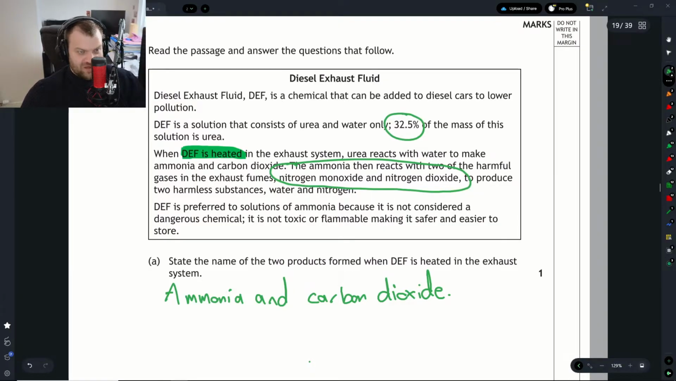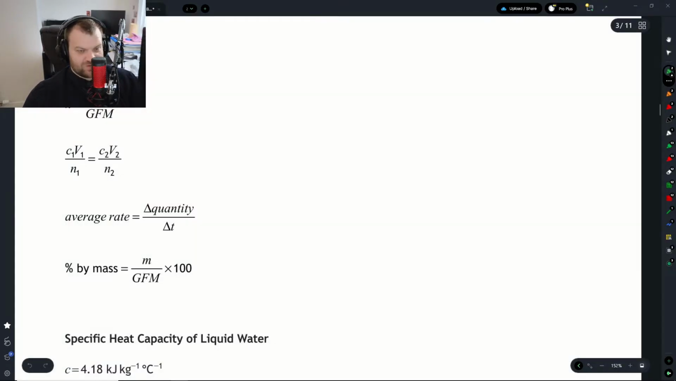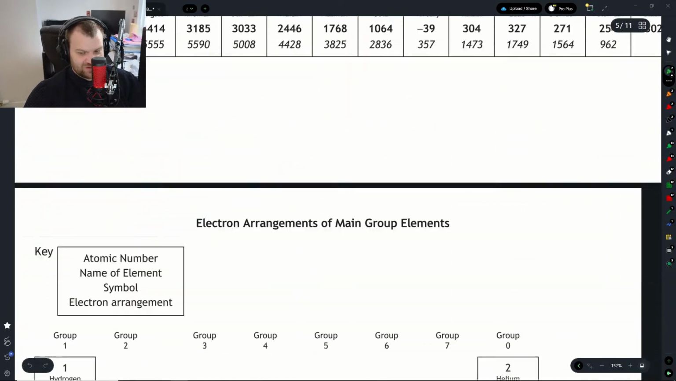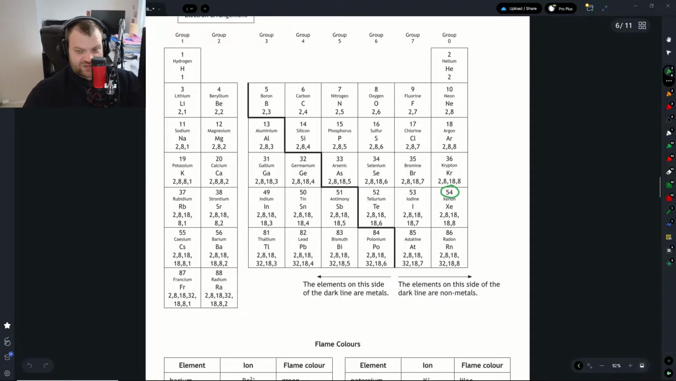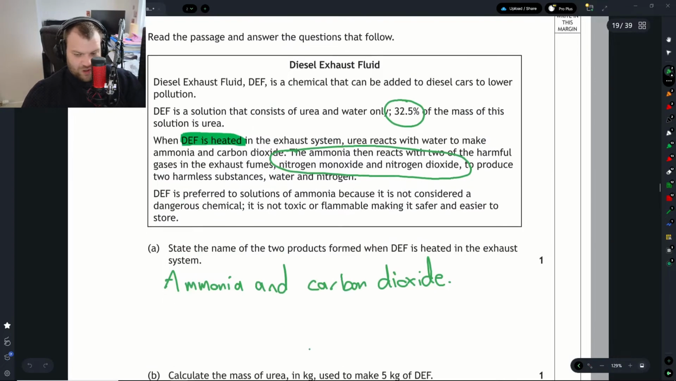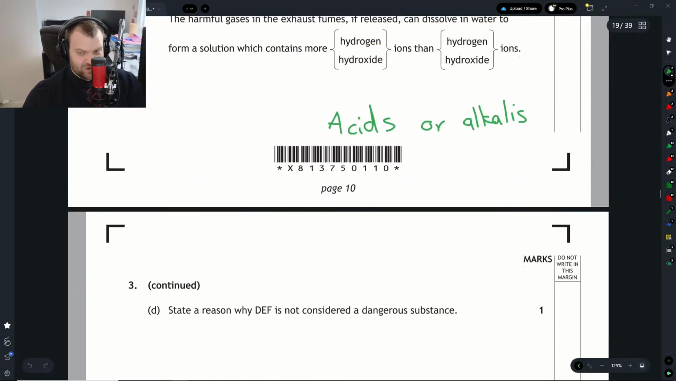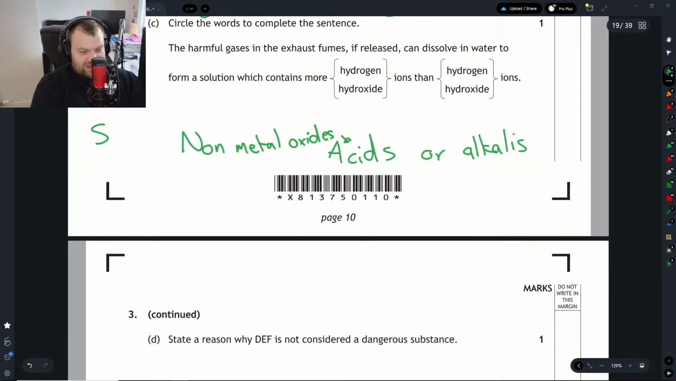Nitrogen is a non-metal. If you're unsure about metals and non-metals, remember, like we did earlier, you could use page 4 or page 6. Nitrogen is number 7, on the right-hand side of the line, meaning it's a non-metal. And we should know that non-metal oxides dissolve to form acids, as long as it dissolves in water, which it will do in this case. If you were asked about alkalis, that would be soluble metal oxides.